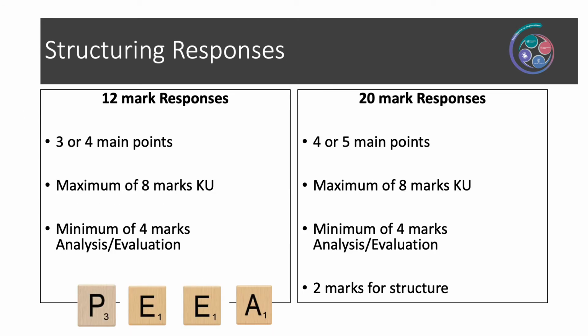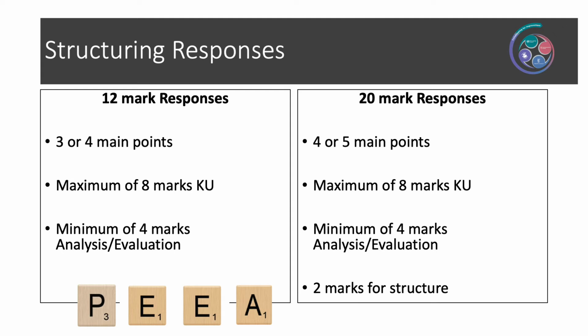So within Higher Modern Studies, there are 2 types of questions. There are 12-mark responses and 20-mark responses. There is a difference between the two. It's not just writing more because there are more marks available. If we look at a 12-mark response, first of all, you will be asked to evaluate or analyse. Those are the question stems.